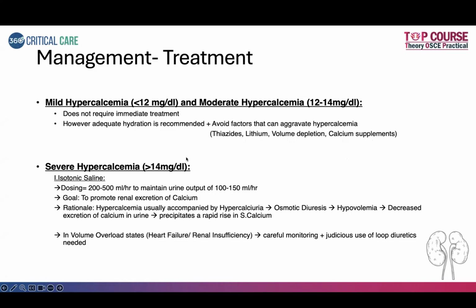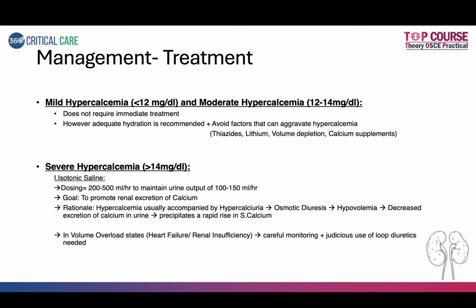Whereas if it is severe hypercalcemia, that is more than 14 milligrams per deciliter, we have various treatment modalities. Number one in the list is isotonic saline. The dosing they say is to go with 200 to 500 ml per hour to maintain an output of 100 to 150 ml per hour. Now, this is from a textbook perspective, but in real practice, you can go with focused assessment and decide on the fluid administration.